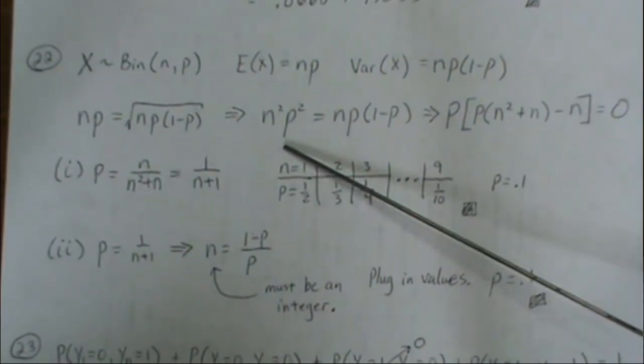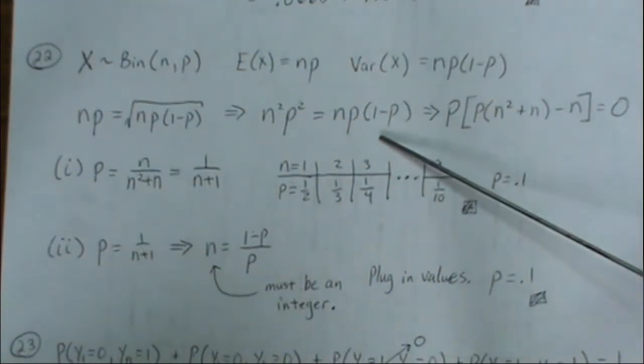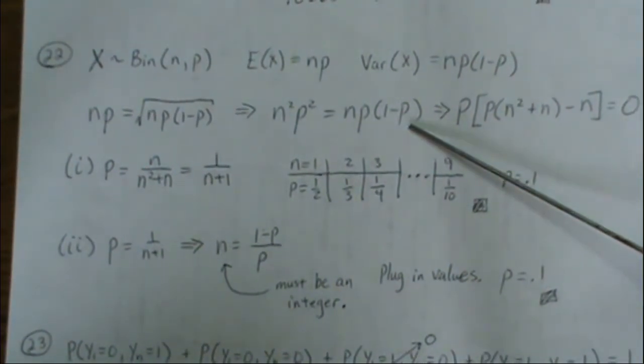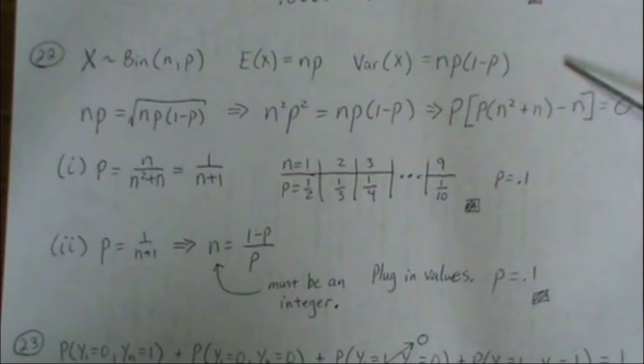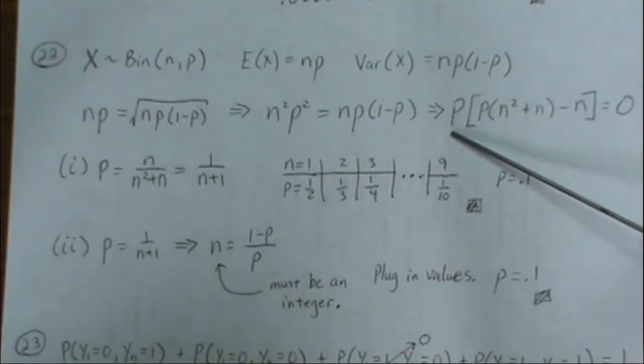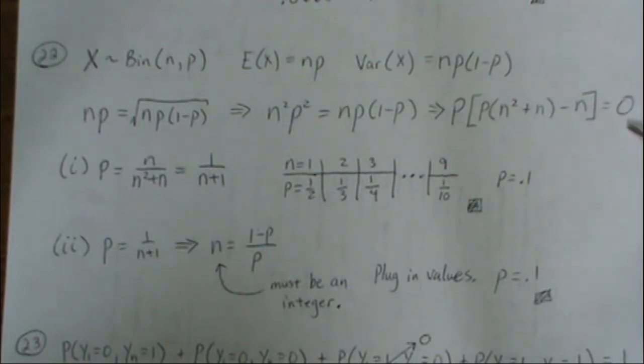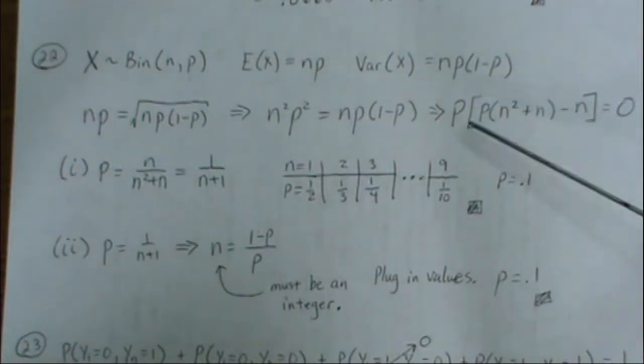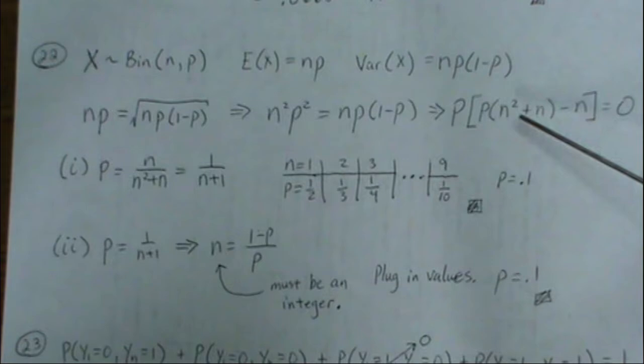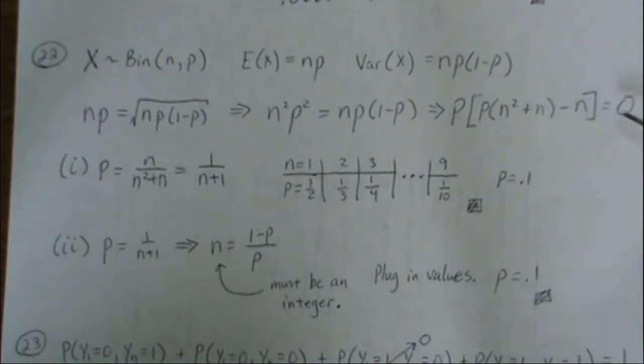You square both sides. n squared P squared is equal to nPq, which is nP times 1 minus P. And that implies this equation. So you have two numbers multiplied together equaling 0, so one or both of them must be 0. P equals 0 is a possible solution, but that's not a possible answer, so that's not it.